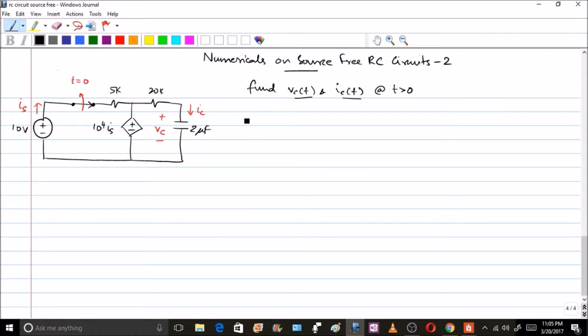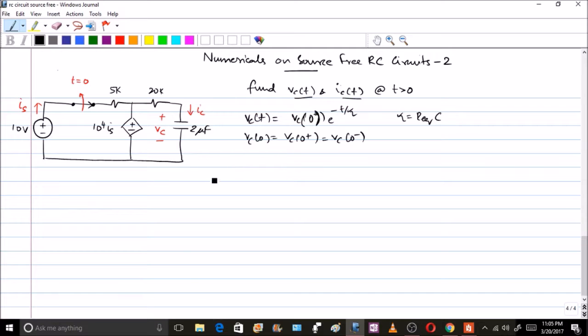Now let us first find the value of Vc of t. Vc of t is nothing but Vc of 0 times e power minus t by tau, where tau is equal to R equivalent into C. So our objective is first finding Vc 0. As usual, Vc 0 plus is equal to Vc 0 minus. So we have to go back in time and find Vc 0 minus, and that will give us Vc 0 plus, which is nothing but Vc 0.